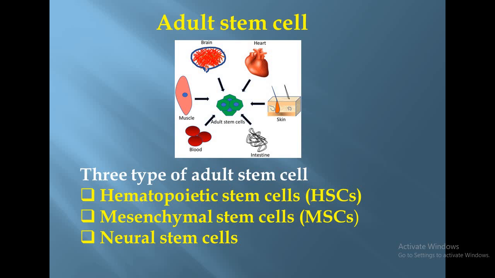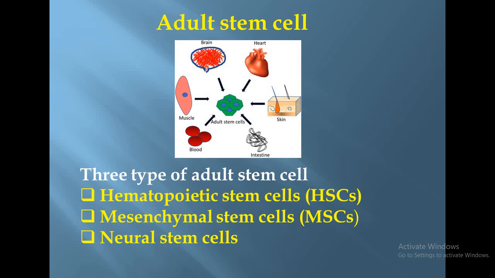So now we are going to discuss these cells. Hematopoietic stem cells are a type of multipotent stem cells that prefer to become cells of the blood and immune system, although it is possible to induce them to become other cell types.